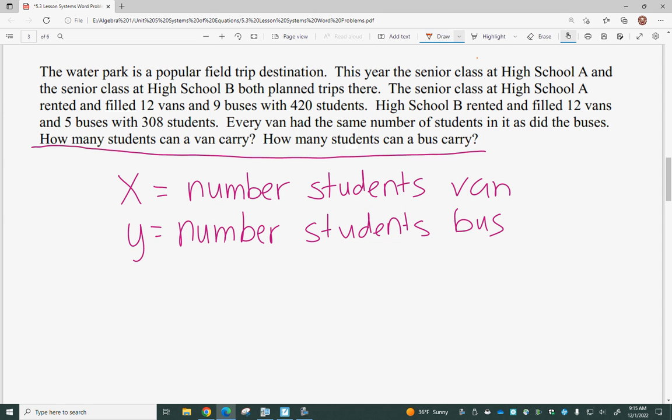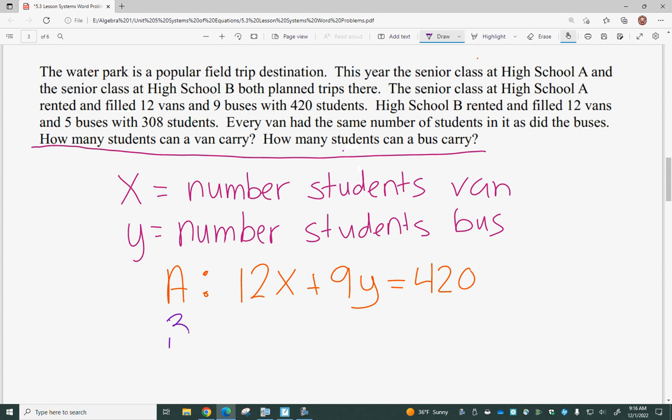And so now we can go back and look at the question. We have two high schools going to a field trip. They both take vans and buses, and we want to know how many students go in a van and how many go in a bus. So high school A, they took 12 vans. So we have 12 vans. We're going to multiply by the number of students in a van. And then they took 9 buses. I'm going to take my 9 buses and multiply by the number of students in a bus. And that should get me the total number of students that went from high school A, which is 420.